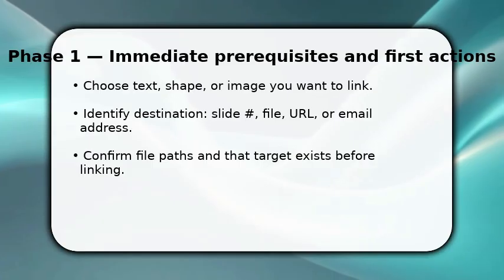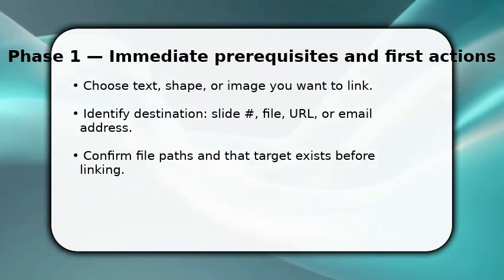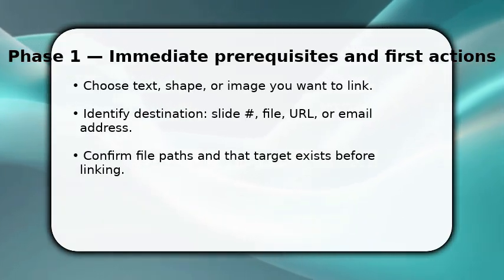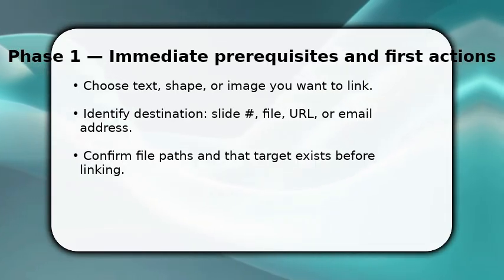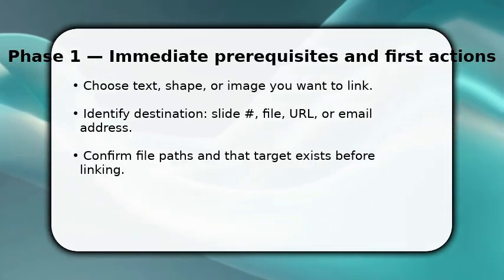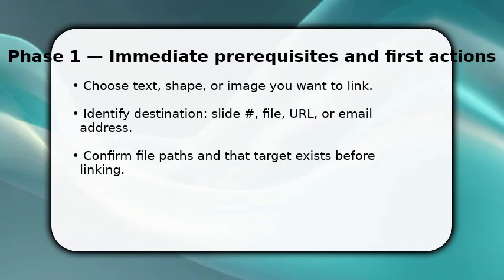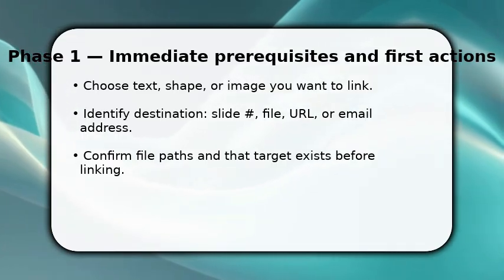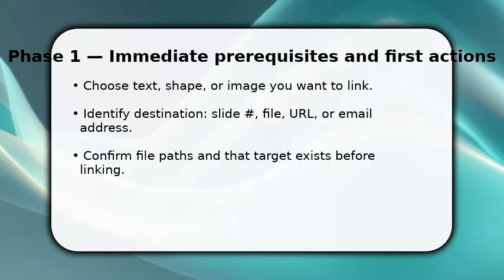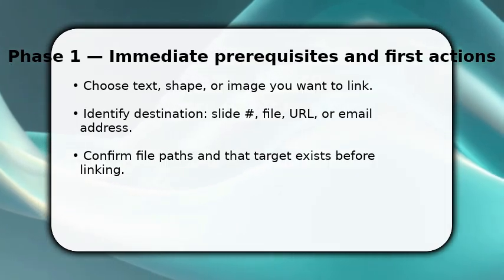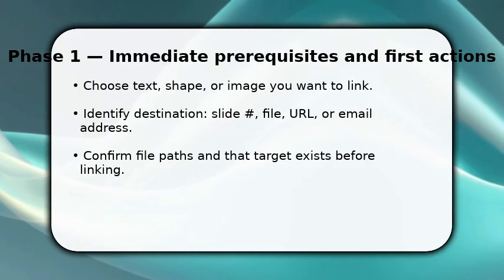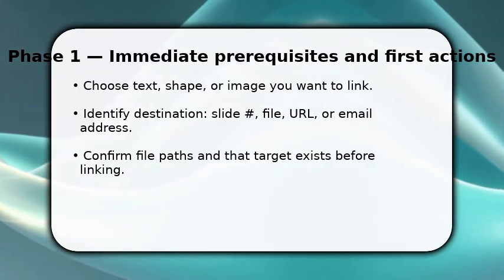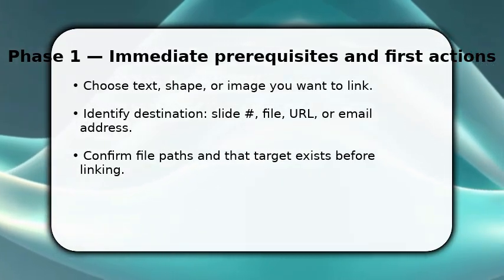You start by selecting the object to become the link. Click the text box, shape, or image. Once selected, you need a clear destination, a specific slide number, a saved file, a web URL, or an email address. Make sure the target exists and the path is correct, because broken links are the most common issue. If linking to a local file, keep it in the same folder as the presentation for portability.